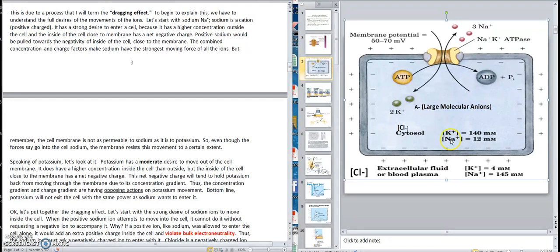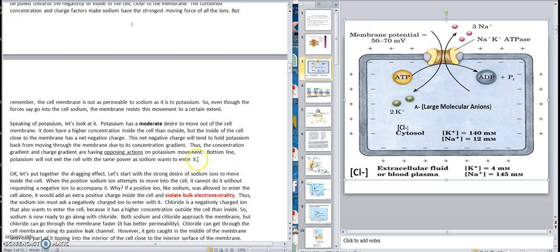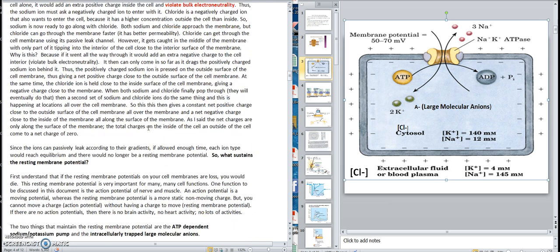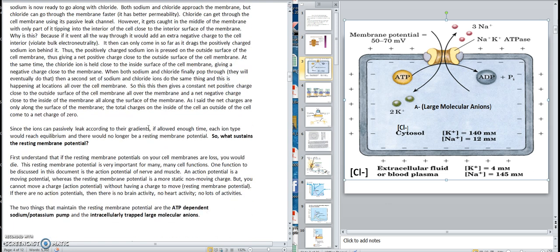So whether we speak of the sodium issue or the potassium, in both cases, it would line this membrane with a net positive on the outside and net negative on the inside, but all the charges inside would equal 0 and all the charges outside would equal 0. Okay, so that's what this whole portion is that you can read on. Now, let's get to something else.